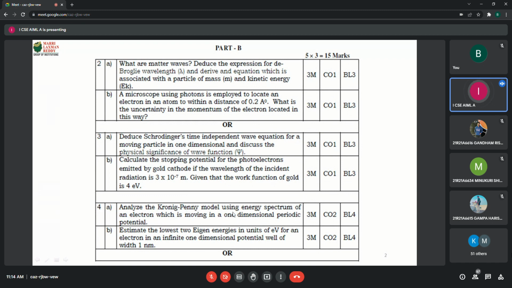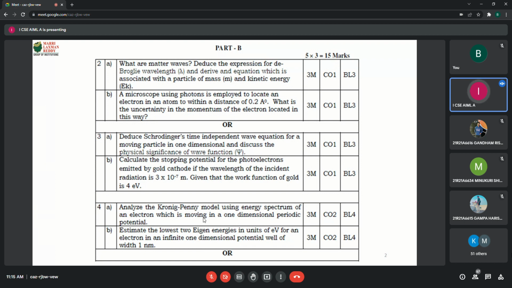Analyze the Kronig-Penney model using the energy spectrum of an electron moving in a one dimensional periodic potential. Whatever was given here, overall you need to write about the Kronig-Penney model. Complete Kronig-Penney model: the diagram showing the variation of potential energy with respect to the position of that particular electron, you have to draw. Square wells, which are nothing but potential wells, and potential barriers are there, that you need to draw. Next, the explanation and formula.